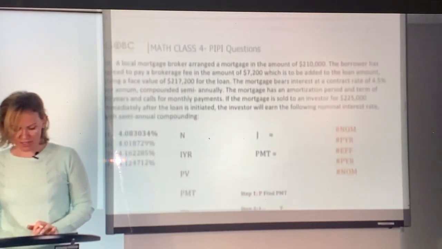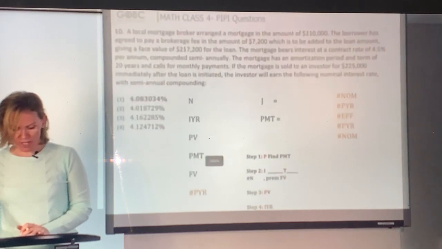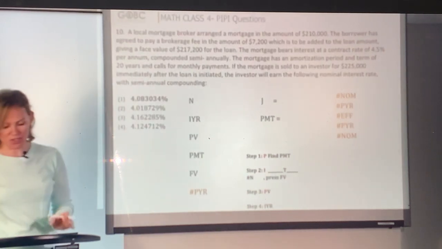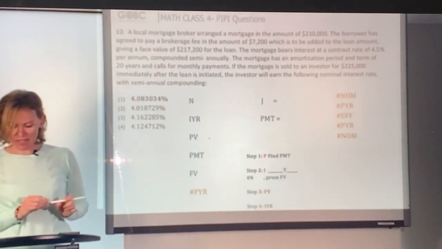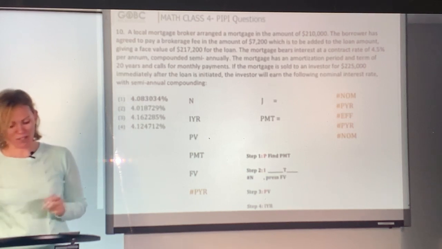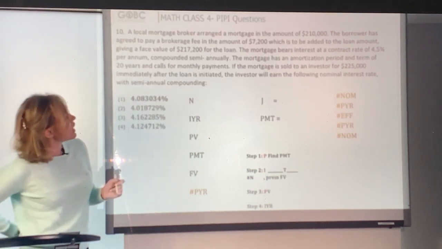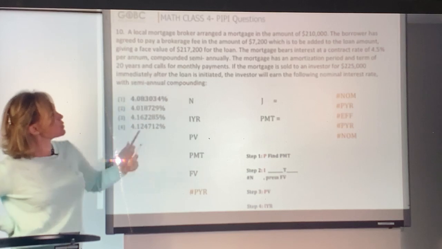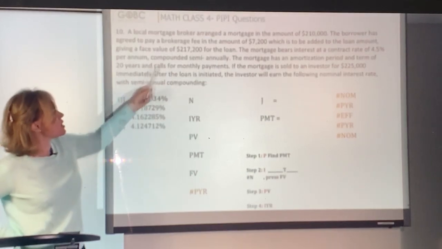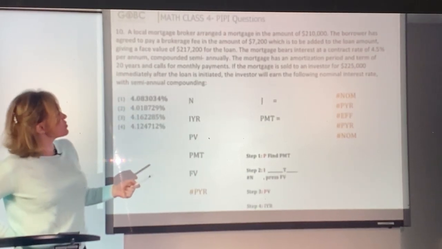We're going to do one more just like this one. Try to do this one by yourself. It's pretty much the same question, just different numbers in here. Mortgage of $210,000, borrower agrees to pay the mortgage fee of $7,200. Face value comes out to $217,200. The rate is 4.5 per annum compounded semi-annually. The mortgage has amortization and the term for 20 monthly payments. Sold to the investor for $225,000.